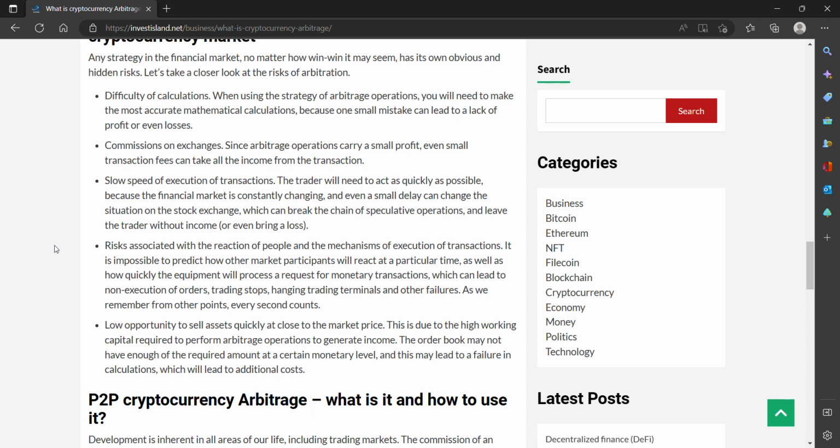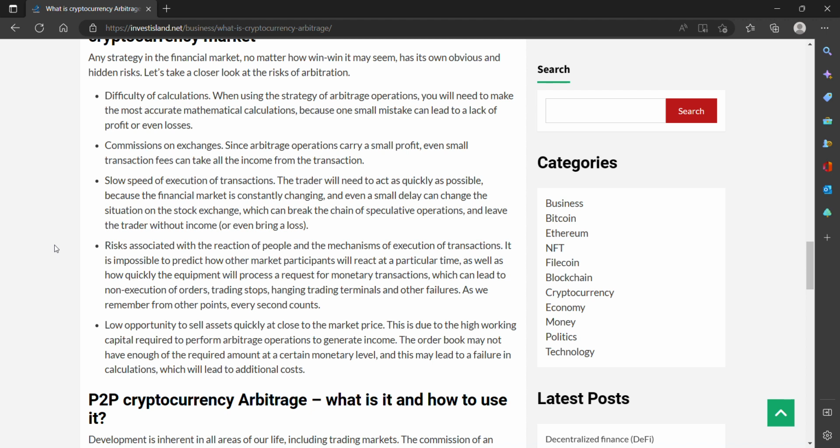Low opportunity to sell assets quickly at close to the market price. This is due to the high working capital required to perform arbitrage operations to generate income. The order book may not have enough of the required amount at a certain monetary level, and this may lead to a failure in calculations, which will lead to additional costs.